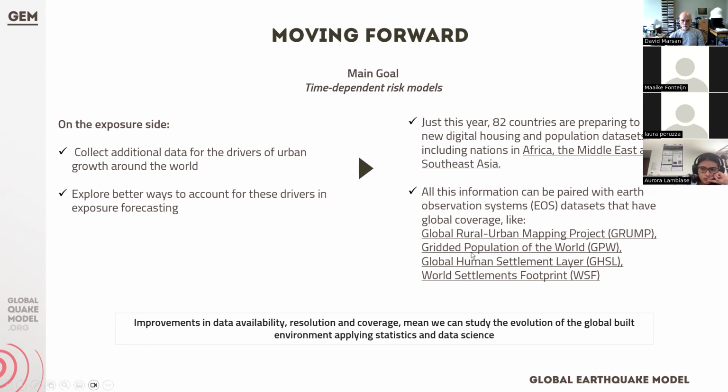So just to give you an idea of how this can be done, now we're going to get a lot of information. For example, just this year, 82 countries are preparing to release new digital housing and population datasets. Some of them, for the first time, are going to have more than one census. In Africa, for example, in the Middle East. And for the first time, I think all this information can be paired with Earth observation datasets about how many more buildings we're building, how much more construction area we have, how much more volume of construction we have in the world. And I think improvements in this data availability, resolution, and global coverage can translate into better studying the evolution of the built environment. And just as before, trying to find relationships, but this time using more robust statistics and data science.